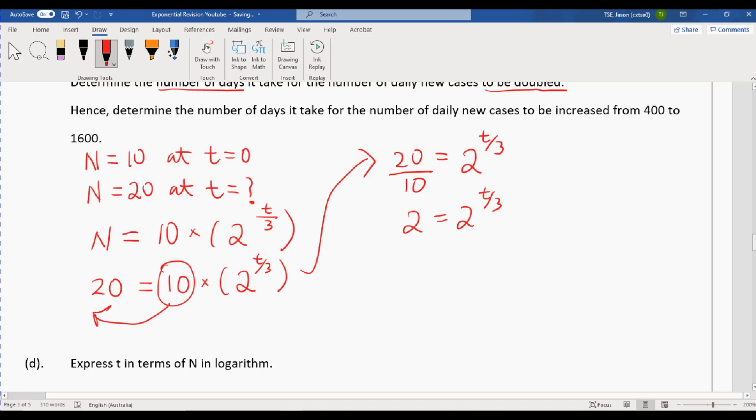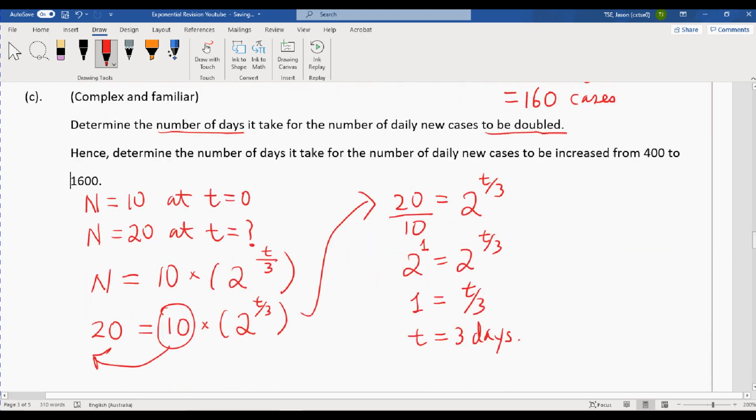Okay, so how can we solve this? Again, you see a common base. So 2 means 2 to the power 1, right? So you have 1 equals t over 3. So that means t is 3. Remember, the units are always days. So that's 3 days. So it takes 3 days for the number of cases to double, right?